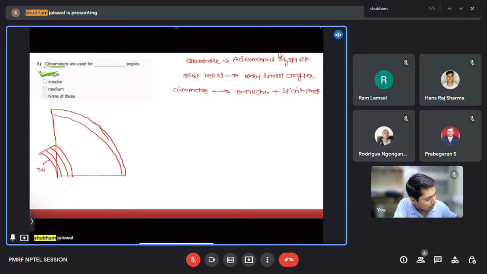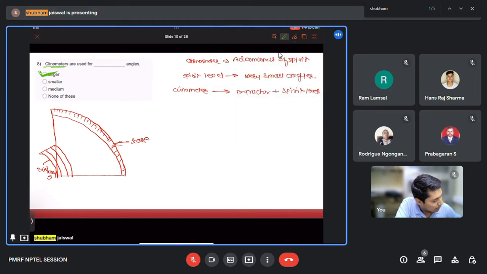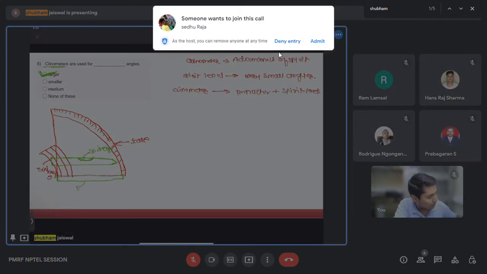Okay, this is a slide wheel. This is a scale. Suppose here I am having a clinometer or the stylus, and in this one we will be having a spirit level. Okay, and this is the base or datum.